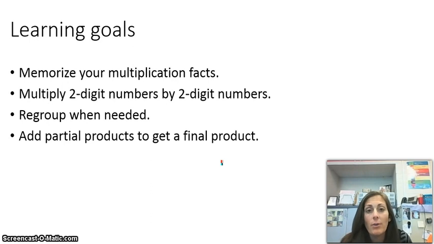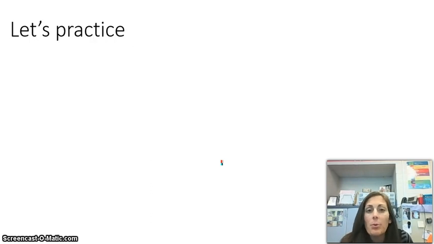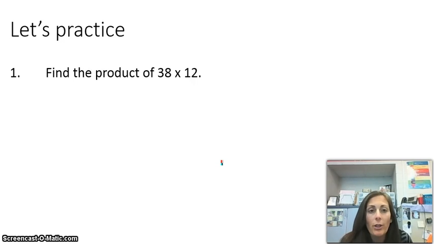Push pause and write them down. Push play when you're ready. Let's practice. Your first problem that you're going to be doing says, find the product of 38 times 12. Go ahead and push pause and solve the problem. When you're ready to go on, push play.